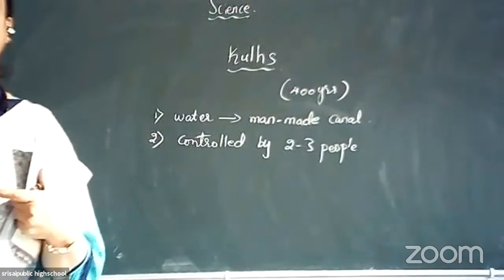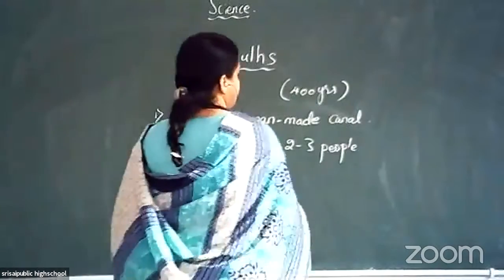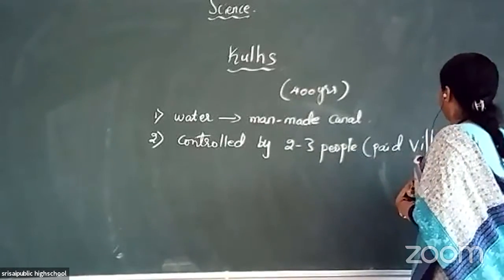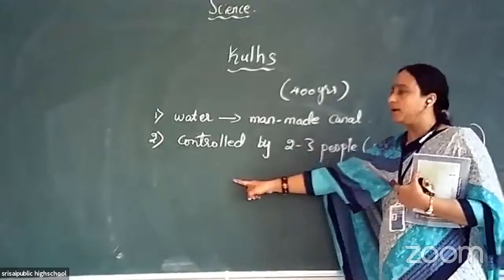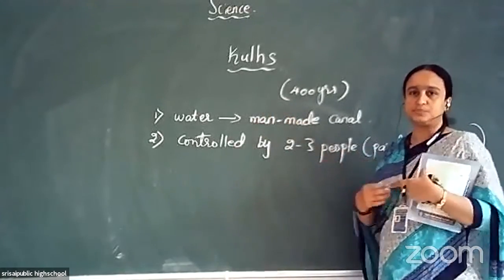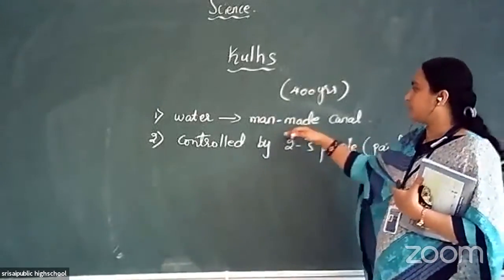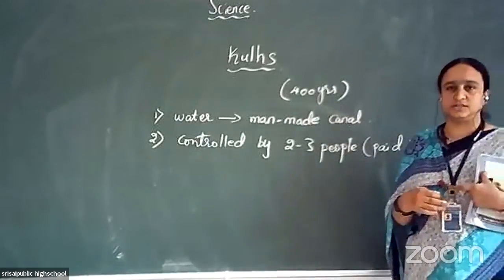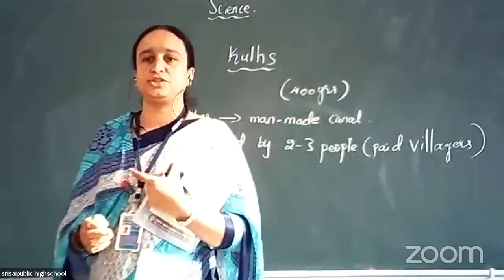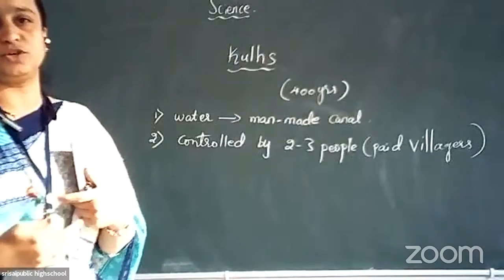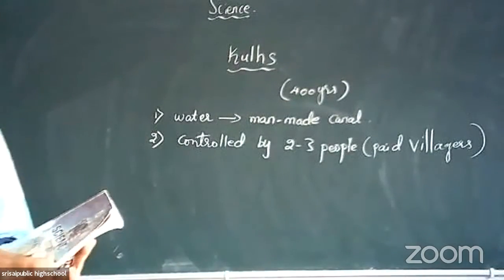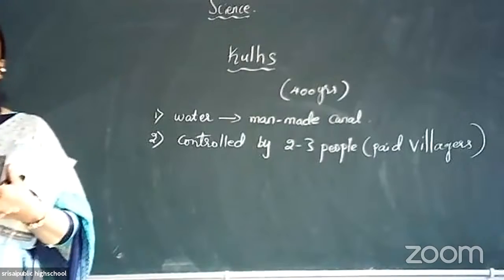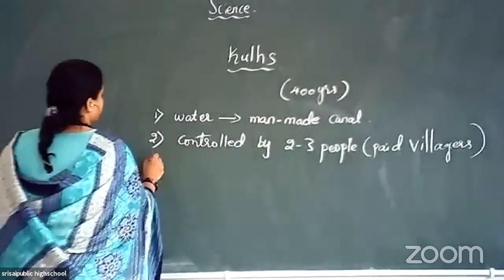And these people were paid by the villagers. These people were like workers and they were paid by the villagers for their work. So the flow of the water in the man-made canals was controlled by 2 or 3 people, paid by the villagers. And there was an agreement signed between the villagers on how much water should be supplied to which village. They would prepare a particular pattern, and according to that water was supplied to the different villages.